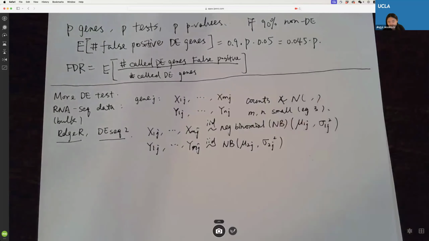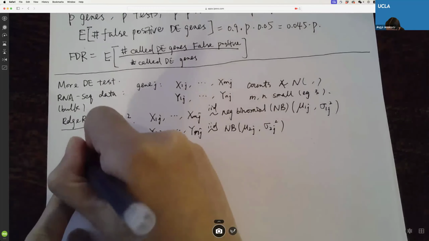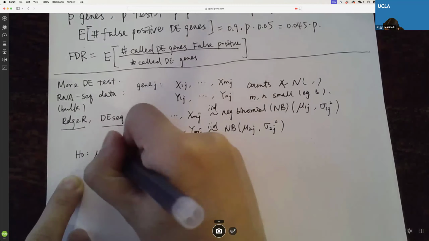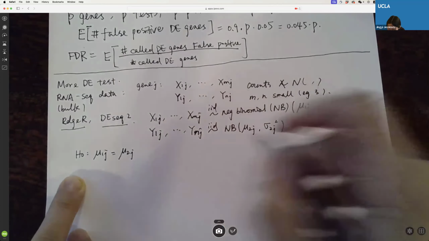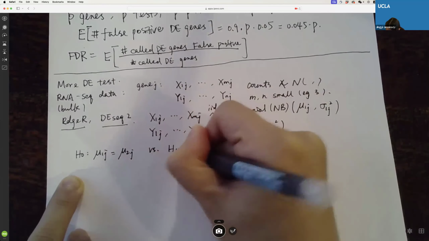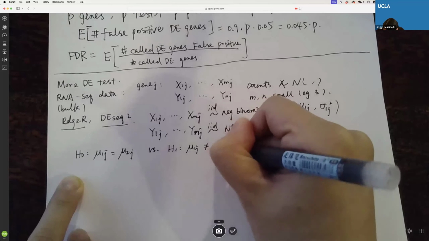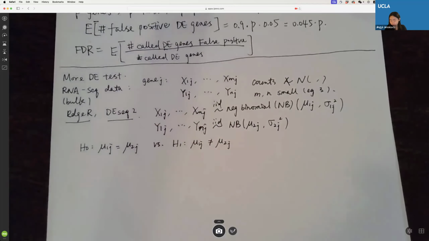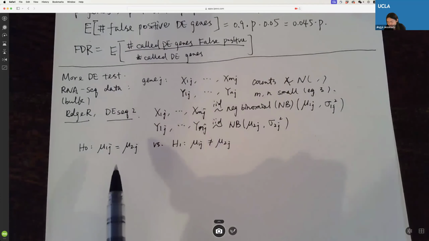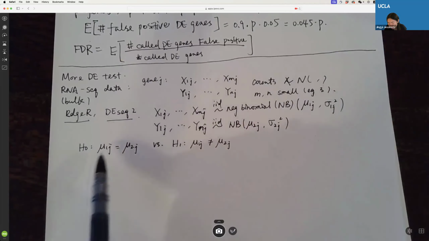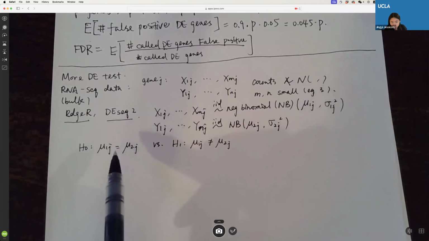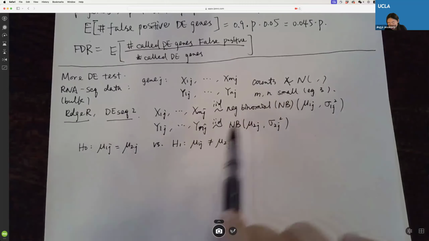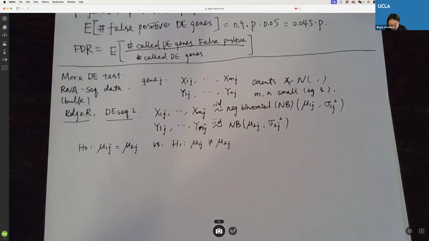The question is still with the same null hypothesis, that mu1j equals mu2j, while my alternative hypothesis is that mu1j does not equal mu2j. Both edgeR and DESeq2 aim to test this null hypothesis. The difference between the t-test and what they do here is that their test statistic and its null distribution rely on this negative binomial assumption, and that is what they rely on for their p-value calculation.